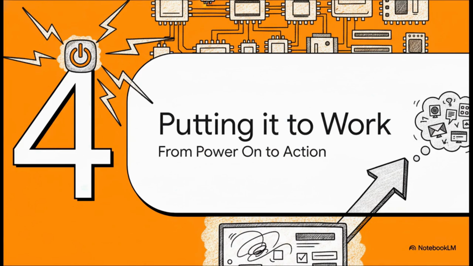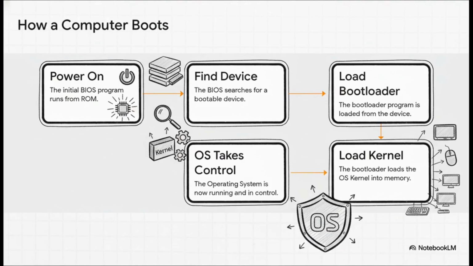All right, so we know what it is and we know where it lives. Now let's see how it actually gets the job done, starting from the very moment you press that power button. You know, every time you start your computer, this amazing little chain reaction happens. First, you hit the power. A tiny program called the BIOS wakes up. Its only job is to find a device to boot from, like your hard drive. Once it finds it, it loads another small program called the bootloader, and that program has the most important job of all, loading the OS kernel into memory. As soon as that's done, boom, the OS takes complete control.